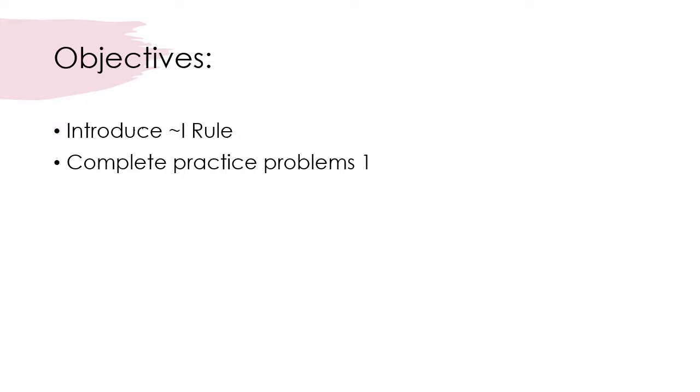In this presentation, we'll introduce the tilde in rule, and then we'll complete the first set of 10 practice problems. As was the case with the arrow in rule, tilde in rule uses a PA. So what we'll have is a conclusion with a tilde in it. So we have something over here, and this is going to be our conclusion. And it's going to have a tilde somewhere next to it.